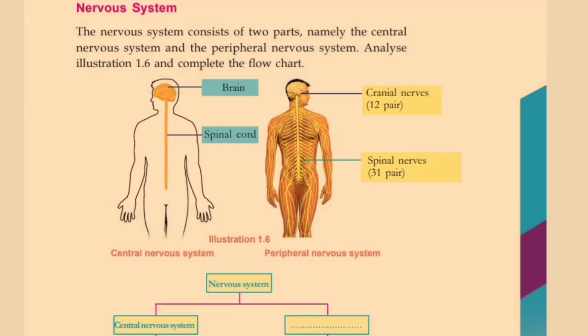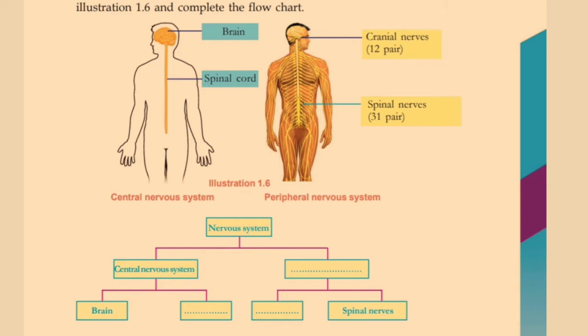First one is known as the central nervous system and the second one the peripheral nervous system. The central nervous system includes the parts brain and spinal cord. Then the peripheral nervous system consists of 12 pairs of cranial nerves and 31 pairs of spinal nerves. Look at the illustration. This is always asked in your examinations for a 2 marks question.